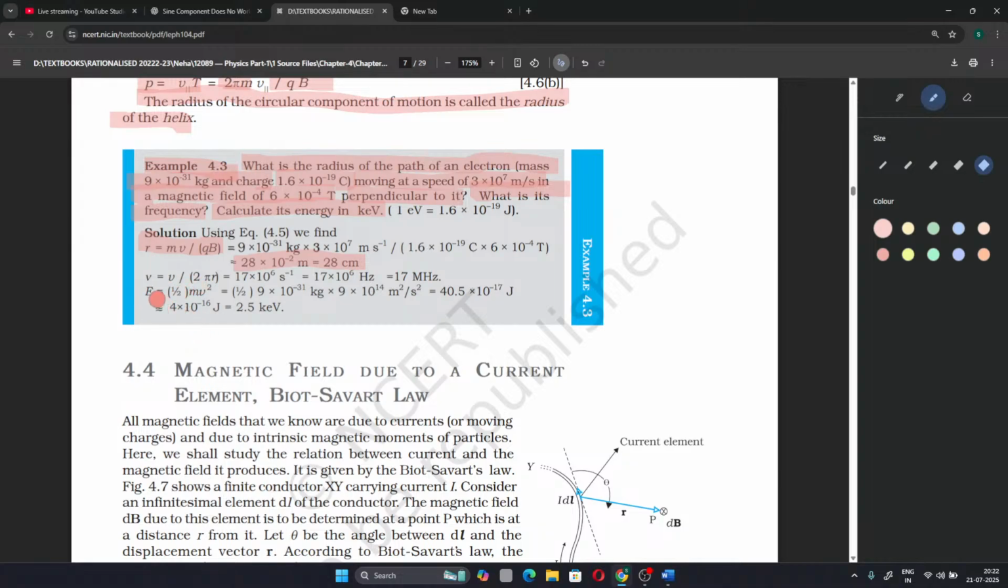And energy is half mv square. So the mass of the electron is given, velocity is given, it is 40.5 into 10 power minus 17 joules, and in case of electron volts, we can write it as 2.5 kilo electron volt, which they wrote as 4 into 10 power minus 16 joule, and they divided by 1.6.